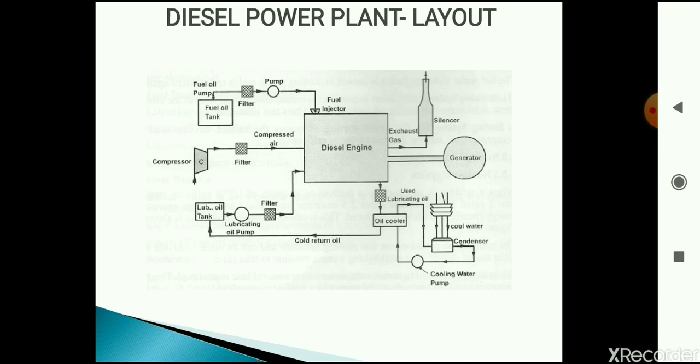Then lubrication lines are provided. It consists of a lubrication oil supply pump and oil filter. Then this cooling oil coming out of the diesel engine is again sent to the condenser for cooling purposes. Then a silencer or chimney is provided to expel the exhaust gases from the engine. All these are the important components of a diesel power plant.